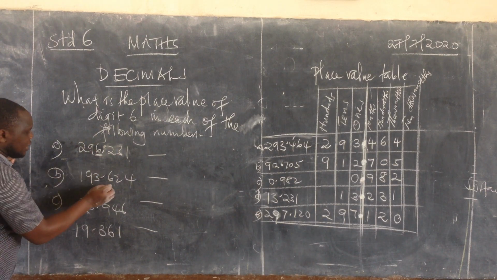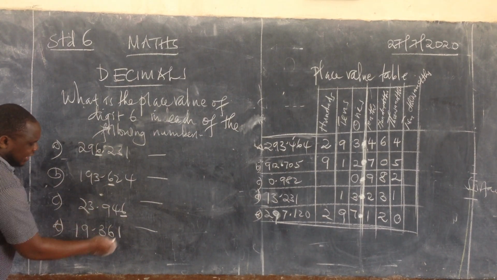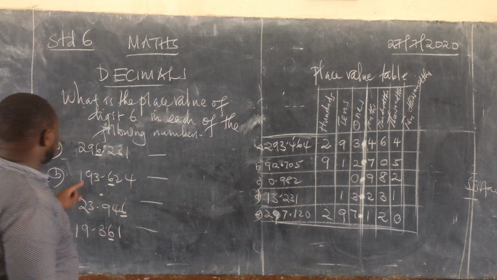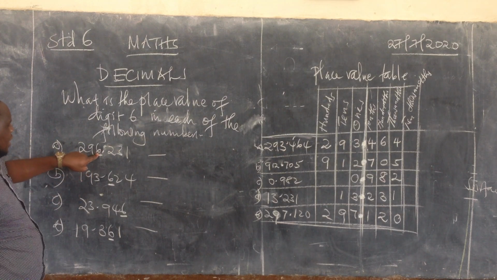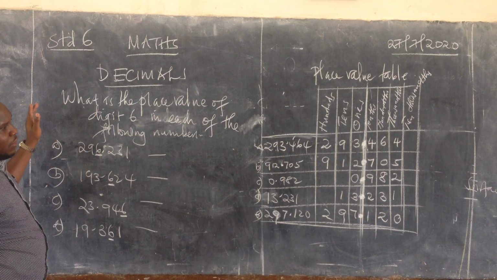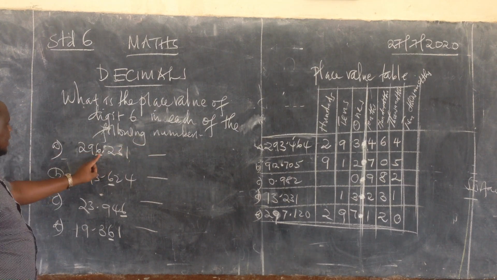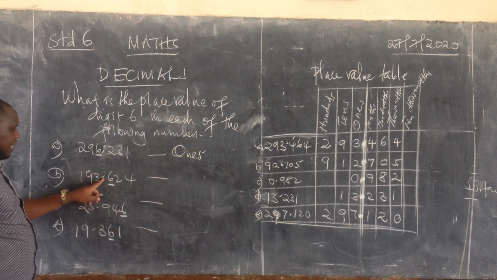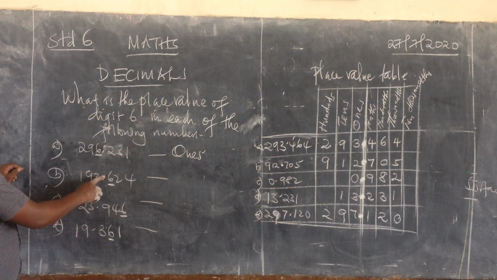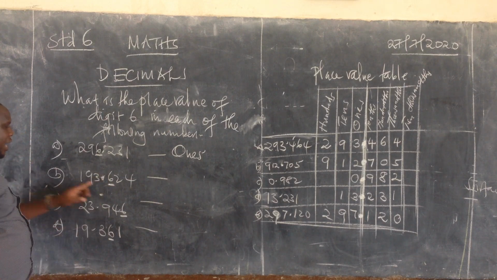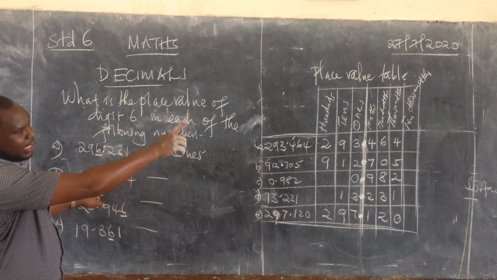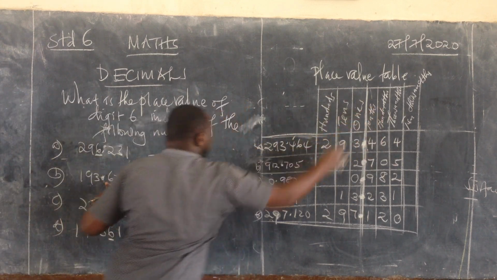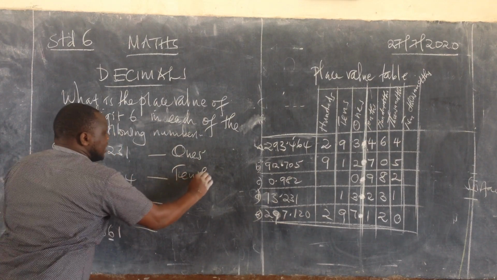So you underline the digit 6 where you are getting it from, and then you move to the place value chart. If you move to the place value chart, the first digit on the left hand side of the decimal point is ones. So the place value of 6 is ones. Then the next number is 193.624. So at the decimal point, the first digit is tenths. Lana, at the decimal point, the place value of that digit is tenths. So you write here tenths.